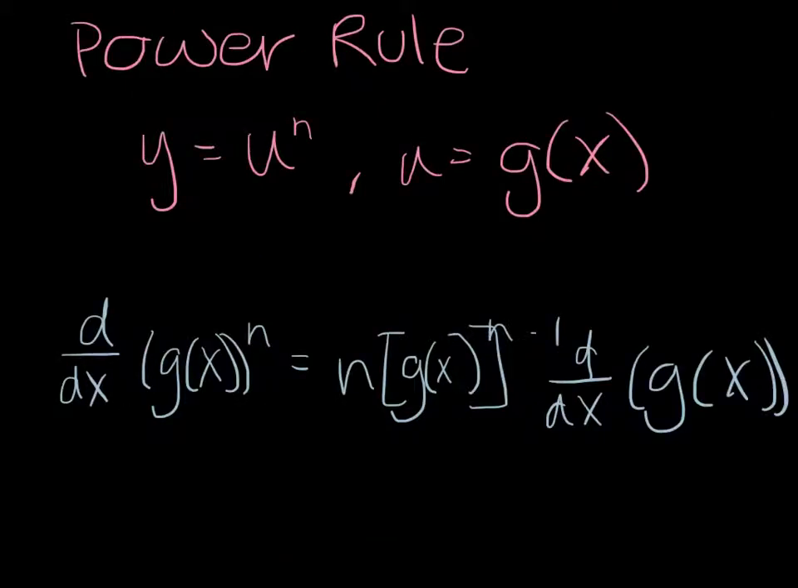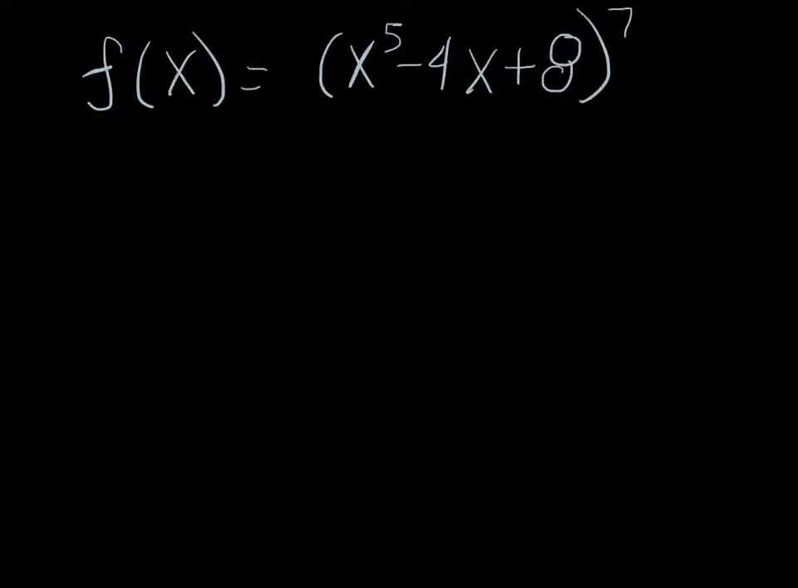Another rule similar to the chain rule is the power rule, in which y is u to the n and u is a function g of x. To find this derivative of g of x to the n, we do the same: multiply by the n, and then subtract 1 from the exponent, but then we must also remember to multiply by the derivative of the inside function g of x.